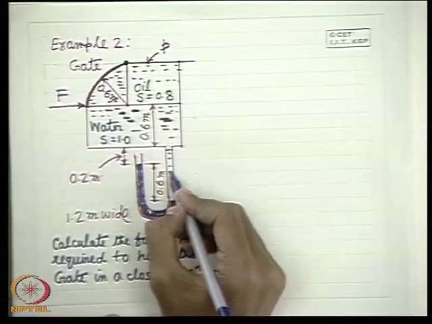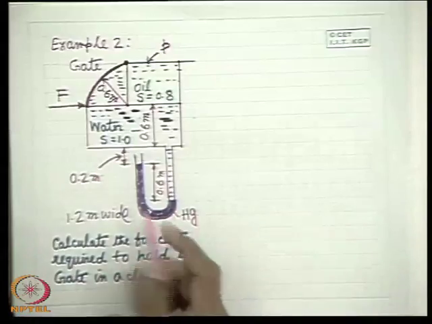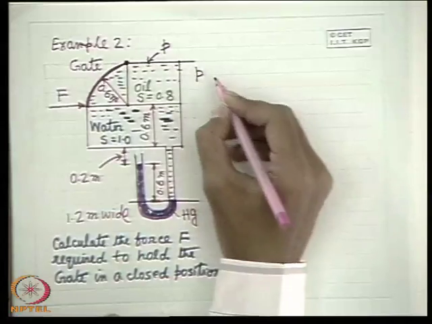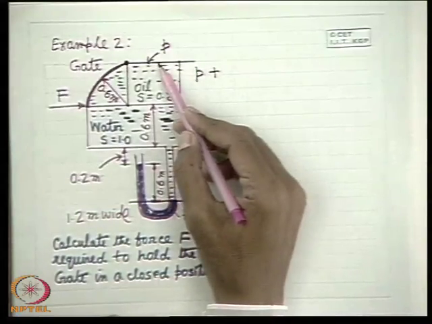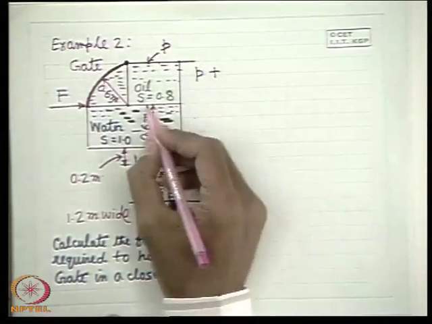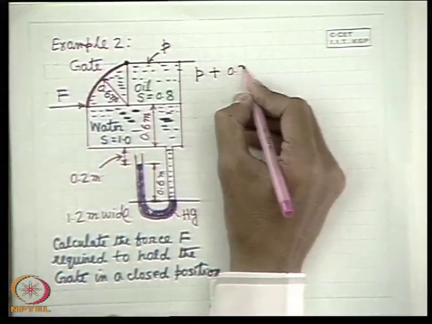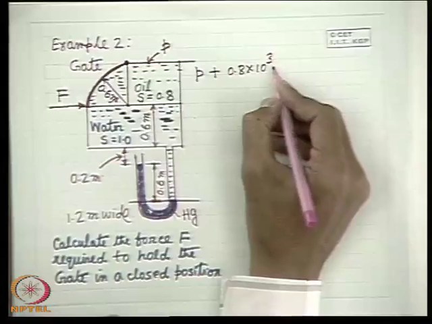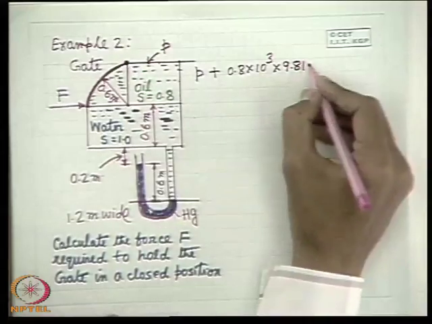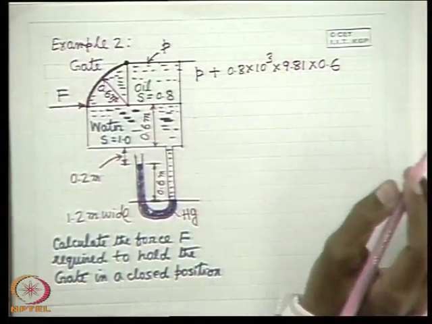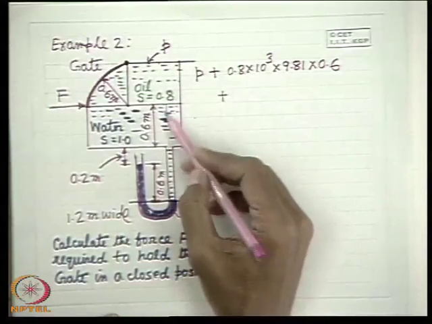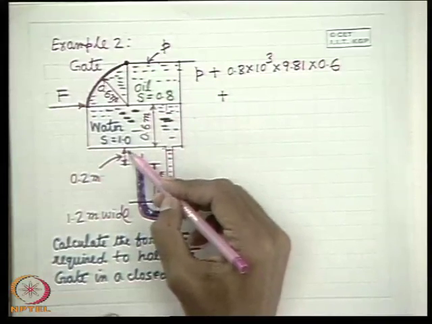That means this part is the water which will fill. So if you write the manometric equation at this plane, from this side we get P plus the pressure due to this column of oil, that means rho gh. What is rho, the density? Oil specific gravity is 0.8, so 0.8 into 10 to the power 3 is rho, into g, 9.81, into h. What is h? 0.6. Rho gh.